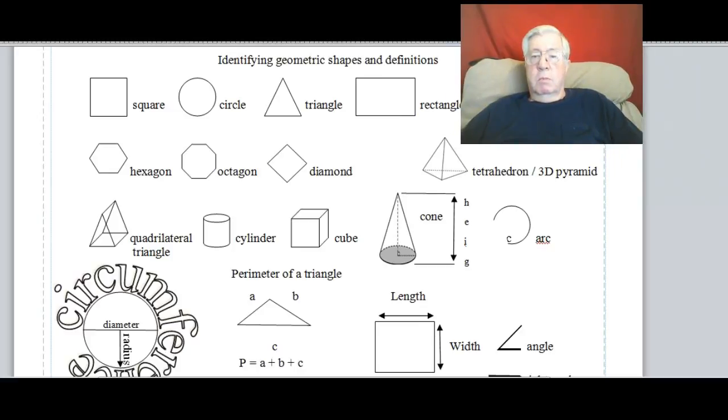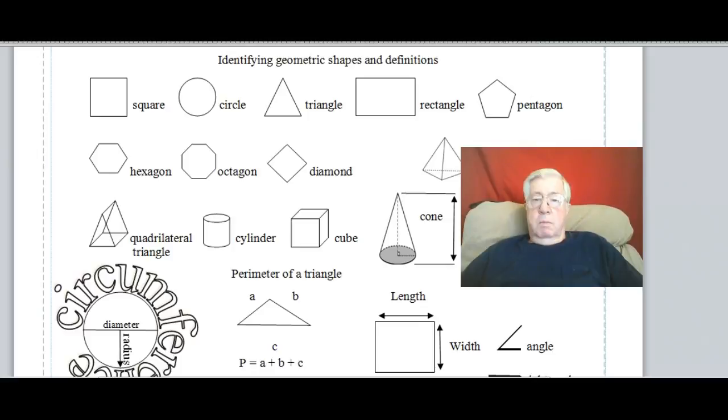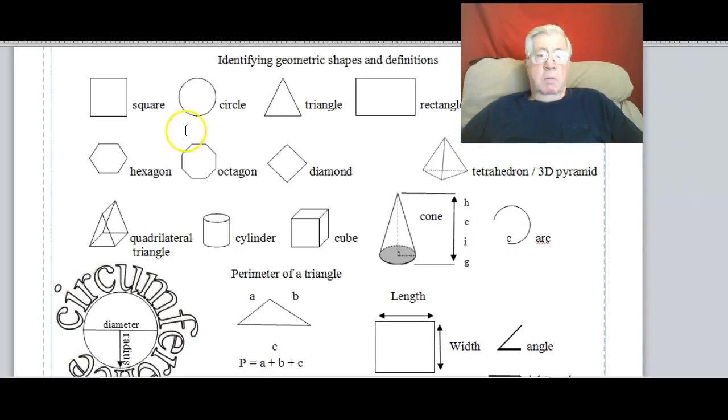Move my picture over. Pentagon, tetrahedron or pyramid, hexagon, octagon, diamond, quadrilateral triangle, cylinder, cube, cone, arc.